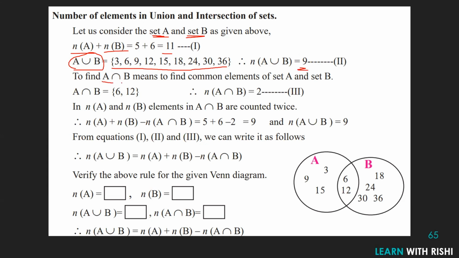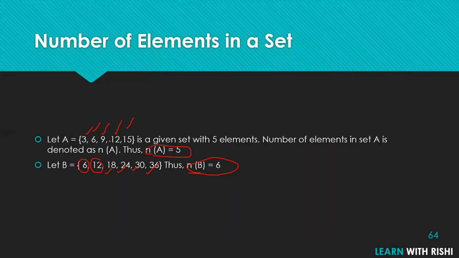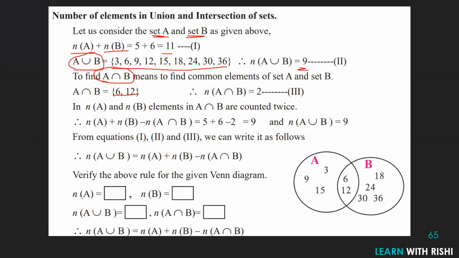Now we are going to find A intersection B. A intersection B means common elements. In this example, you can see there are two common elements, 6 and 12. These are the two elements which are common in both set A and set B. So A intersection B will be 6, 12, and the number of elements in A intersection B is 2. So my first equation was n of A plus n of B, that is 11. Second equation, A union B, that is 9. And third equation, intersection, that is 2. So these are my three equations.